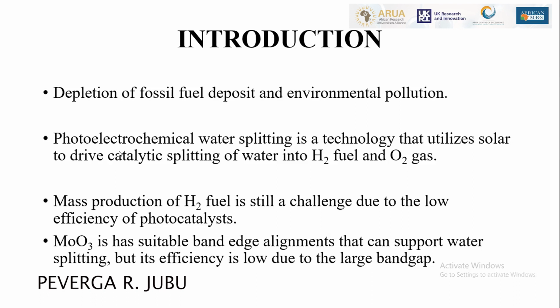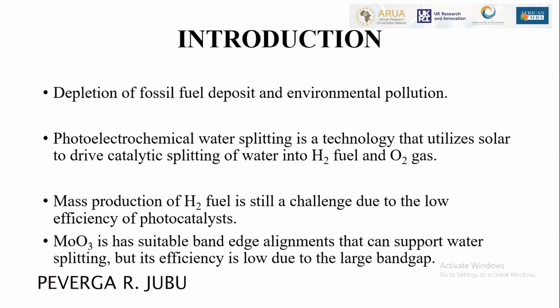Photoelectrochemical water splitting is a technology that utilizes solar energy to drive catalytic water splitting reactions to produce hydrogen fuel gas and oxygen gas. The mass production of hydrogen fuel is challenging due to the low efficiency of photocatalysts. Many methods have been devised to improve the efficiency of photocatalysts for water splitting, such as doping of matrix element compounds, and composite formation to create heterojunctions that can enhance charge separation and transport.